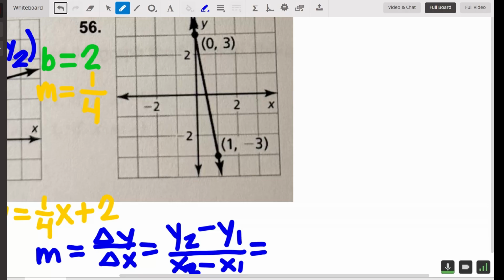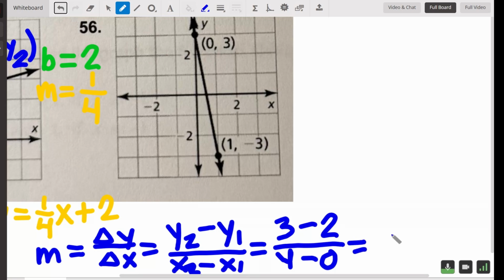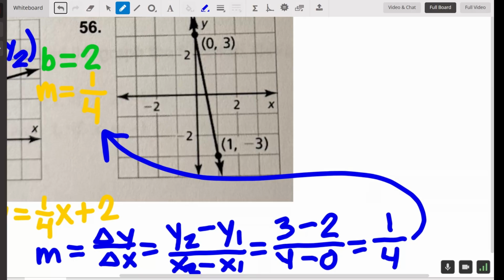Well, y2 for us was 3 in 4, 3. Y1 for us was 2 in 0, 2, that coordinate. So 3 minus 2, that difference. X2 for us was 4 in 4, 3. X1 for us was 0 in 0, 2, right? That coordinate. So that difference is 4 minus 0. Well, what is that? 3 minus 2 is 1. 4 minus 0 is 4. And look at that. We have the same value. Whether I pick it off the graph or I calculate it, it's still 1 over 4 for the slope.